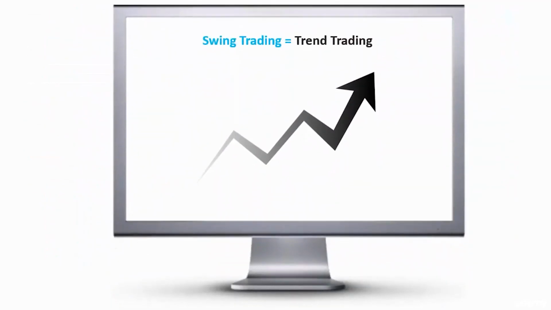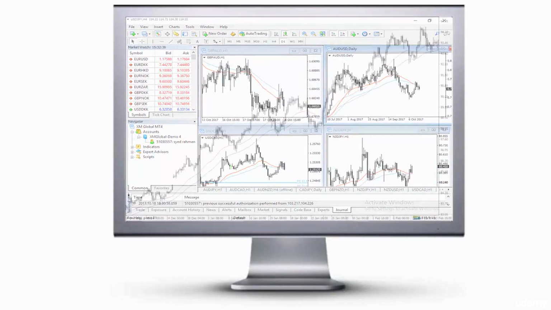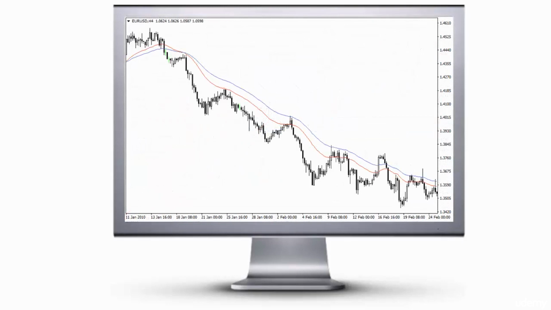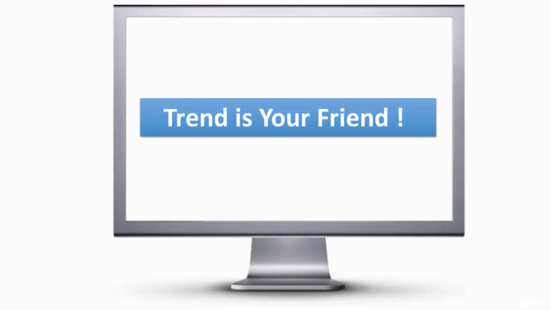Swing trading is the other name for trend trading. If you open up your charting software, you will notice that almost 80% of the time, the market is trending either upward or downward. And you might already know the saying that the trend is your friend. So why not master the trends and get the most out of them?